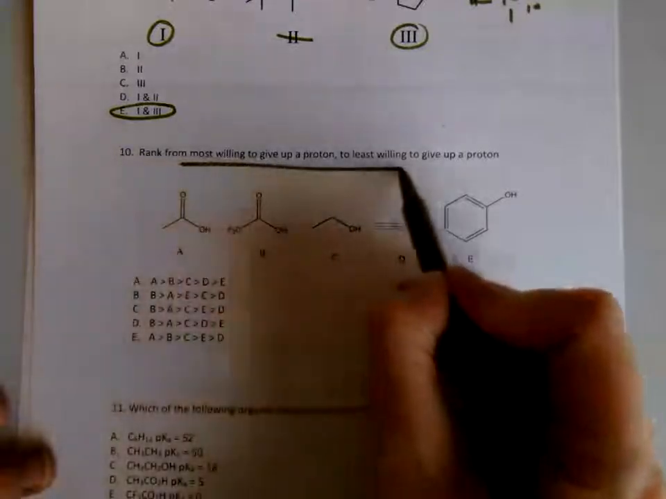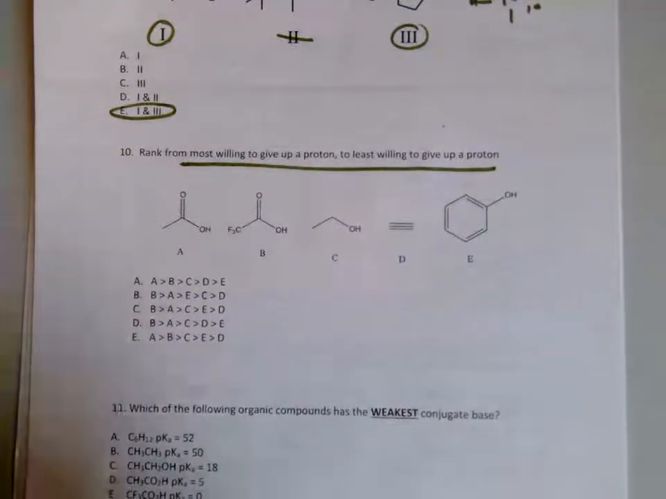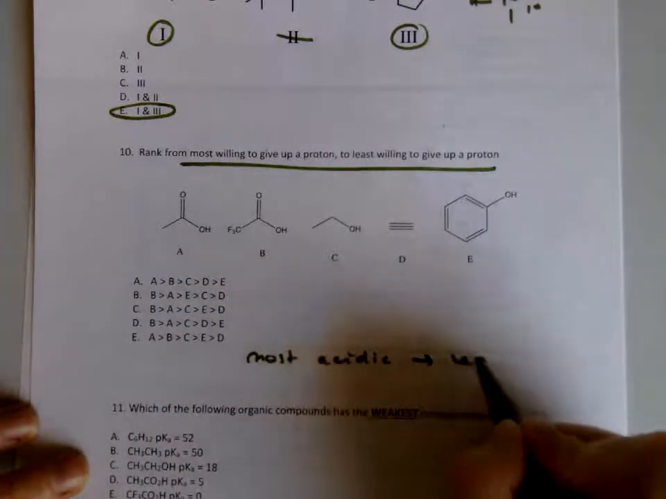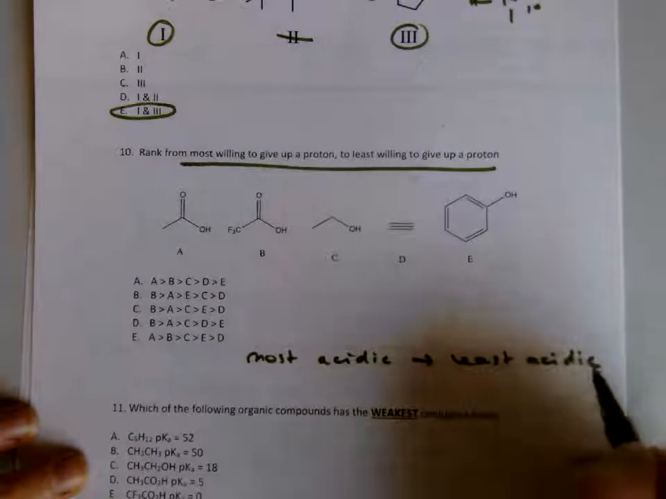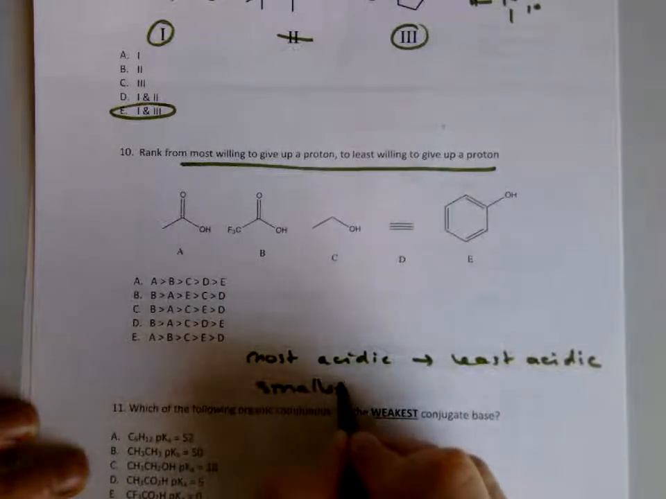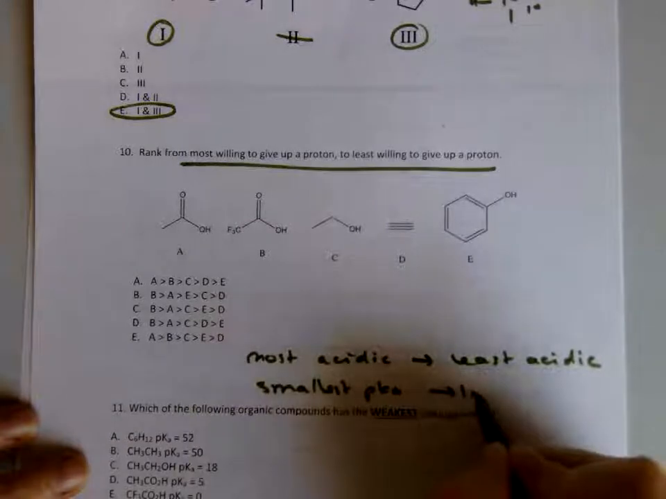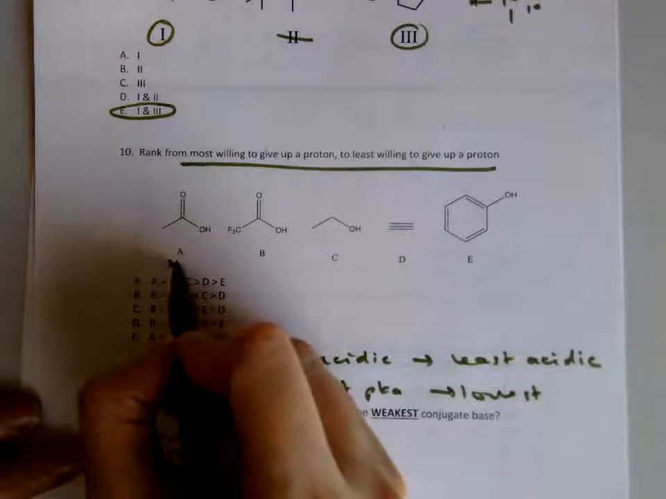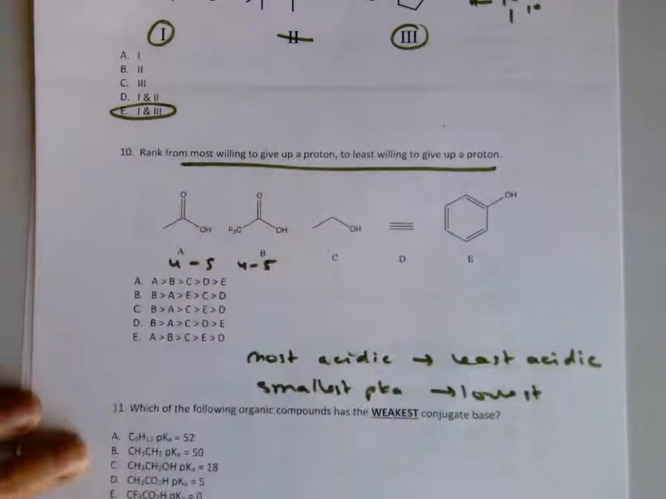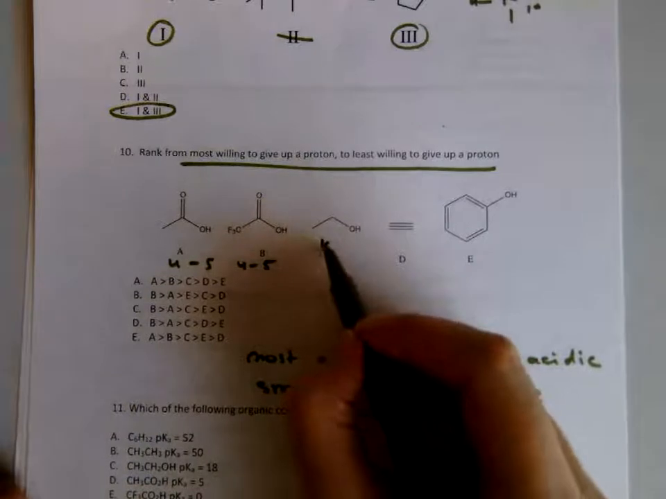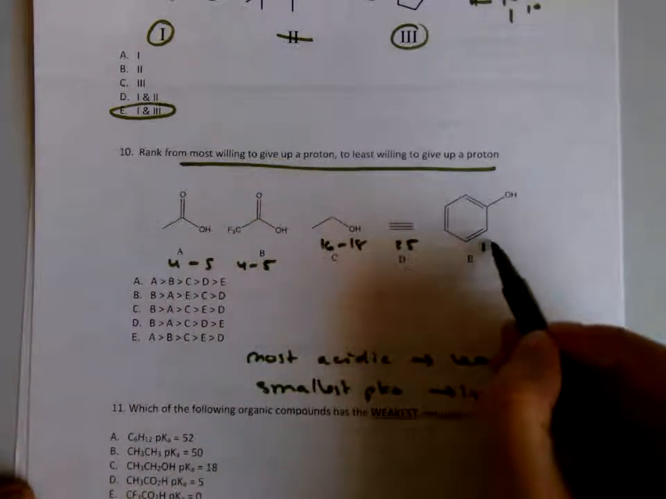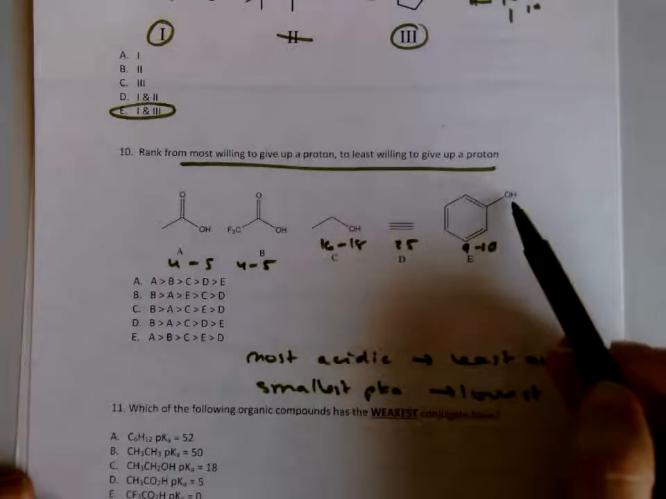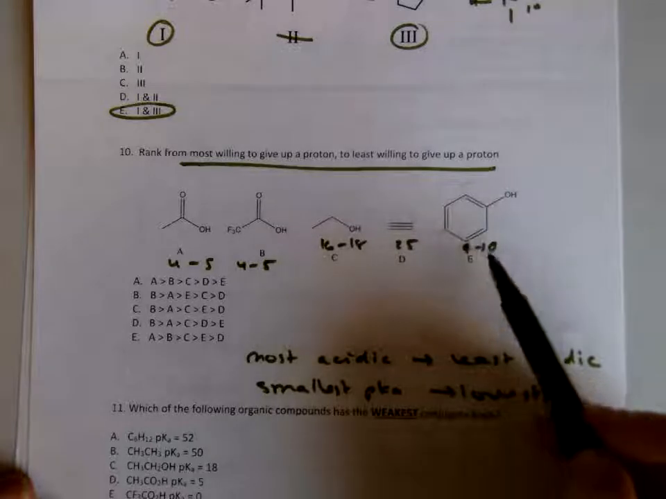Rank from most willing to give up a proton to least willing to give up a proton. So this would be most acidic to least acidic. Another way to put that is smallest pKa to largest pKa. Okay, so I'm going to go based on what I know from the pKa chart. Carboxylic acids are usually 4 to 5. Both of these are carboxylic acids, so I'm going to come back to them. This one is 16 to 18, this one's 25, and this one is 9 to 10, because even though it's an alcohol, it's stabilized by resonance, which makes it a lot more acidic.